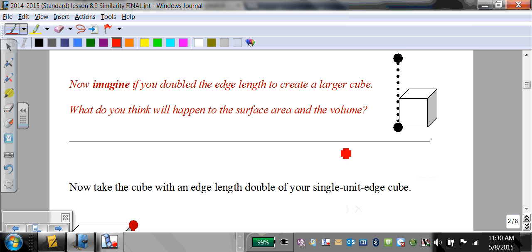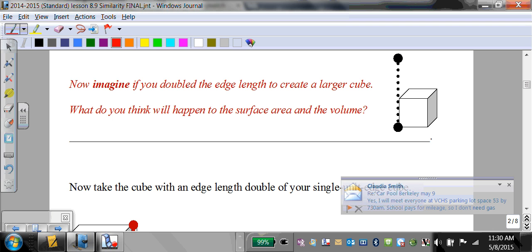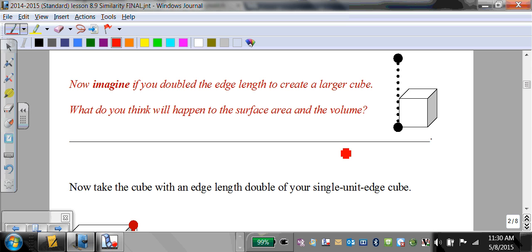Take a 1 unit edge on a cube and you double the edge length. So say 2 units. Say double the edge. So physically double the edge. Okay, so we're going from a 1 unit edge to a 2 unit edge. This is what I want you to predict. Don't say it out loud. Predict what's going to happen to the surface area and the volume. Write it down.